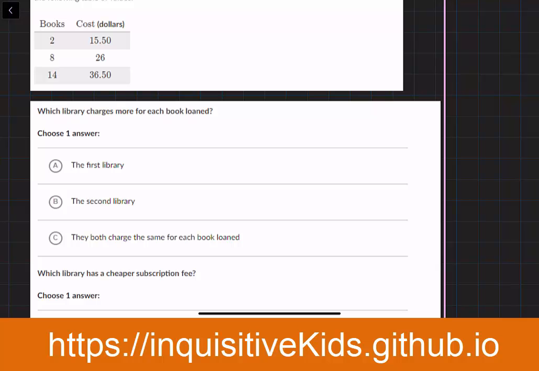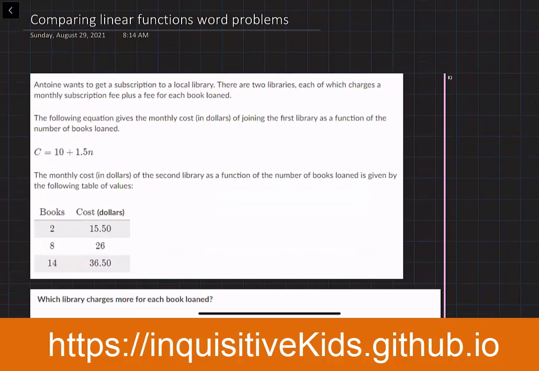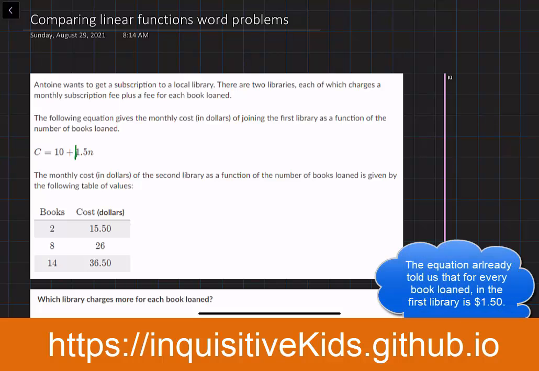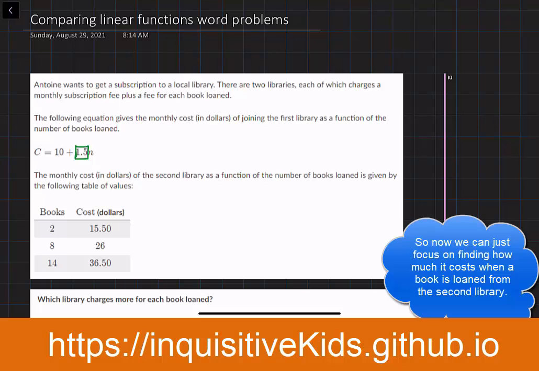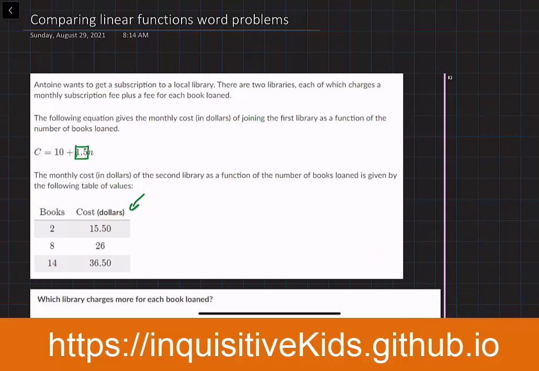Okay, so to find out which library charges more for each book loaned, we know that this equation about the first library already tells us that each book is charged $1.5. So all we need to find is how much the second library charges for each book loaned. Let's take a look at the table. If we go from 2 books to 8 books, that's 6 books.